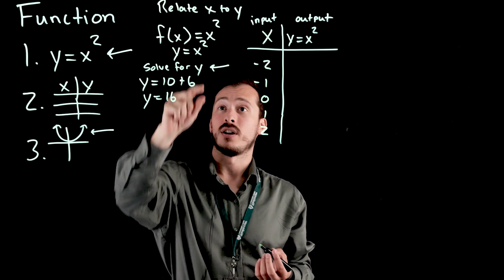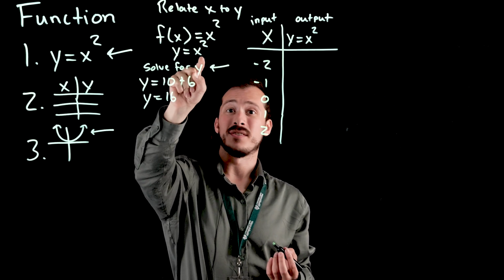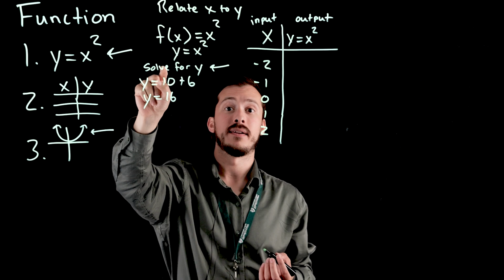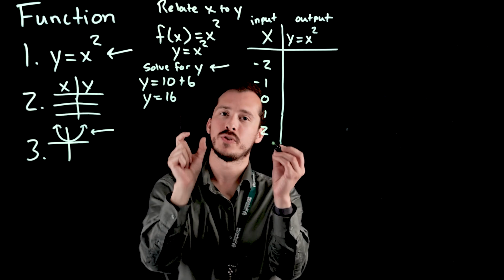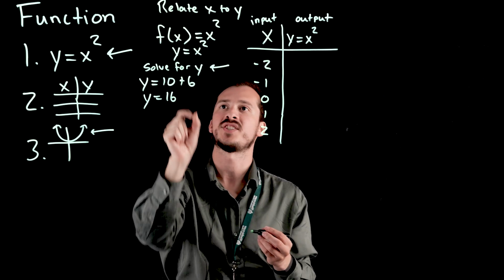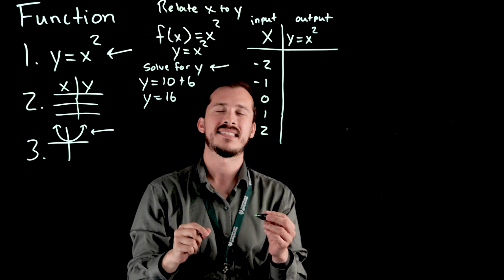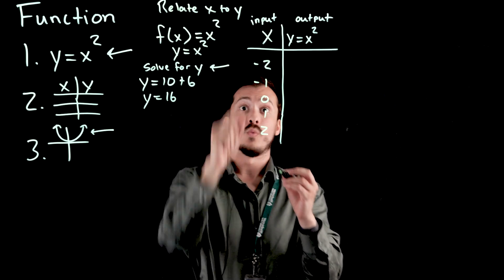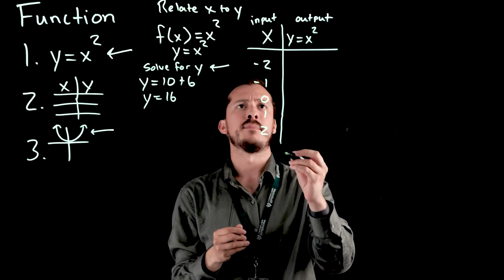And the number that we get as a result of putting that value in for x is going to give us an output value. So we have this relationship, right? Our call from the very beginning was to relate x to y. This is how we're starting to set up describing that relationship. So let's look at this -2, for example.